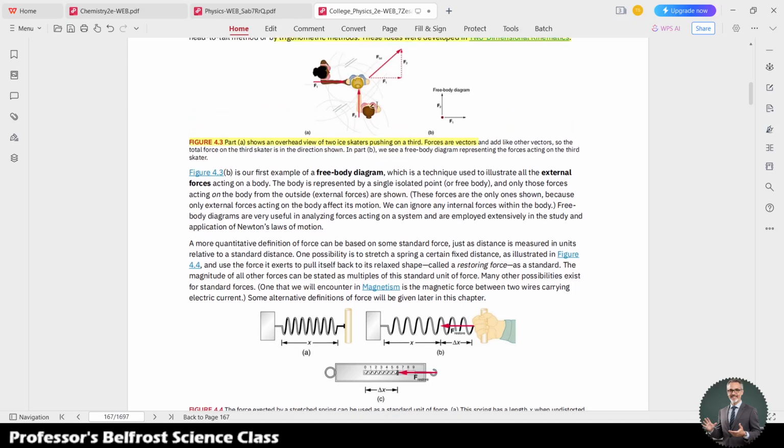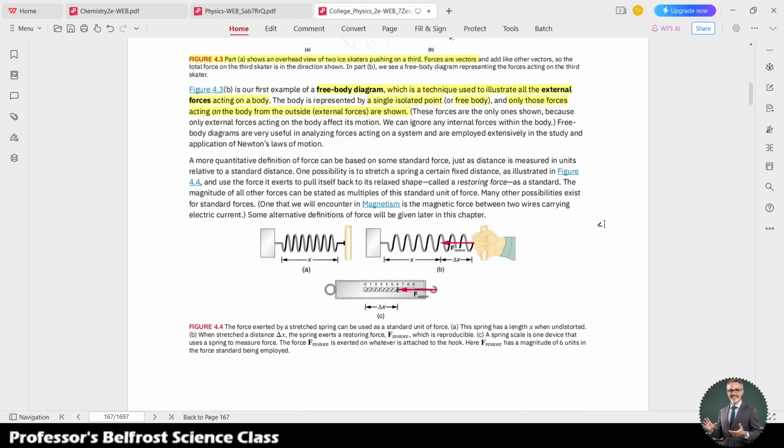Figure A can be redrawn into this, which is the free body diagram. The free body diagram is a technique used to illustrate all the external forces acting on a body. The body is represented by a single isolated point or free body, and only those forces acting on the body from the outside are shown. This is a very critical thing: not all forces are drawn in the free body diagram, only the ones related to the body that we are examining.